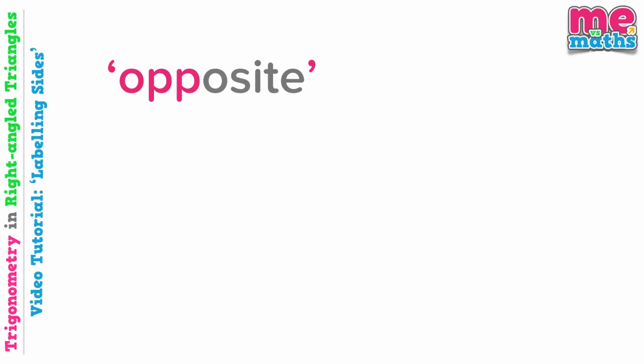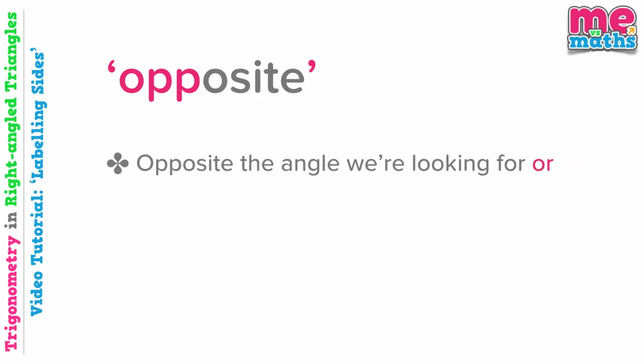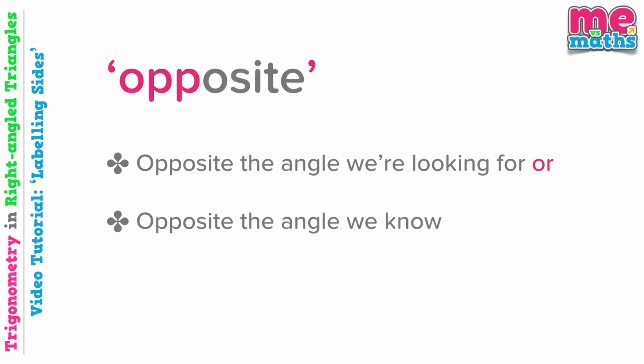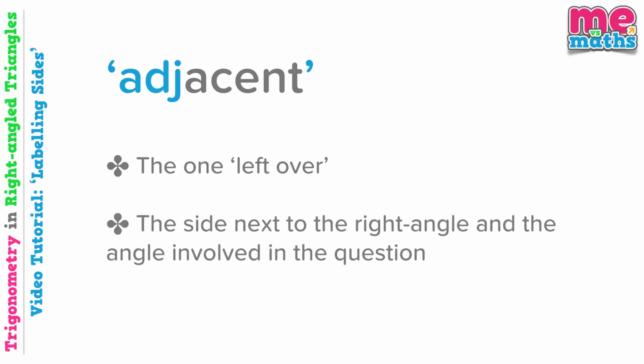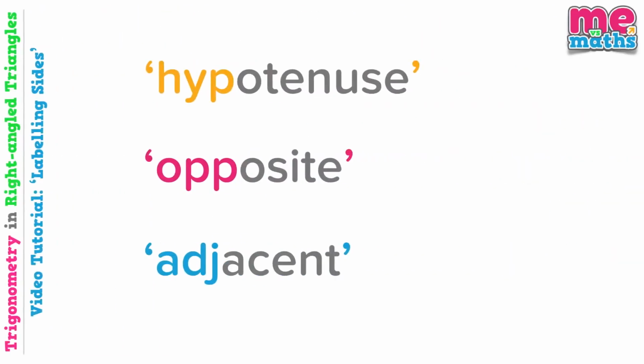Next, the side known as opposite is always relative to a particular angle in the triangle. This is sometimes the angle that we're looking for, or in other problems it's opposite an angle that we already know. Finally, we're left with what is known as the adjacent. This is often labelled last and so can be thought of as simply the one left over. However, it's important to know that it's called the adjacent because it is next to both the right angle and the angle that's involved in the question. So that's our three sides, and they're actually quite difficult to describe purely in words, so let's take a look at a couple of examples and see how easy it is to label these sides up.